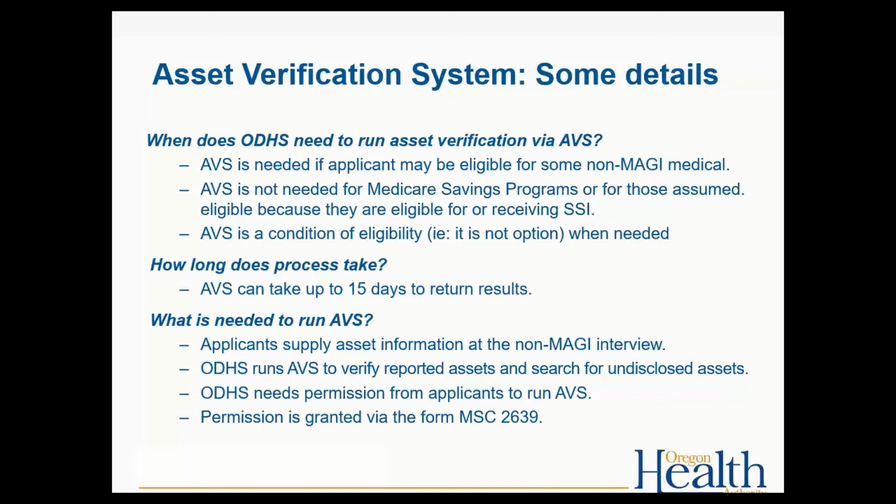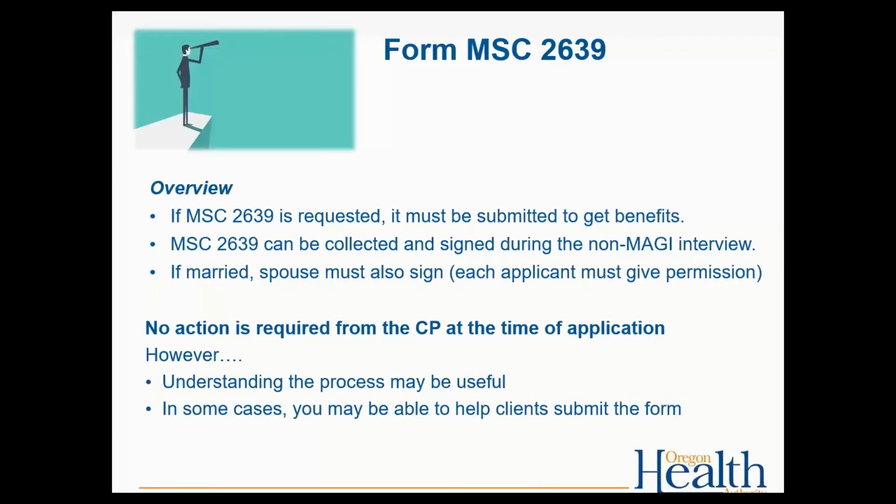They need permission to do that. And that permission is granted through a form. That form, which we're becoming familiar with, is called the MSC 2639. Now here's the good news. And I'm going to go to the second piece of this slide first. No action is required from the CP at the time of the application. So it's not an extra form that you have to take care of. But understanding the process may be useful. And there may be cases where you might find yourself wanting to help the client submit the form.